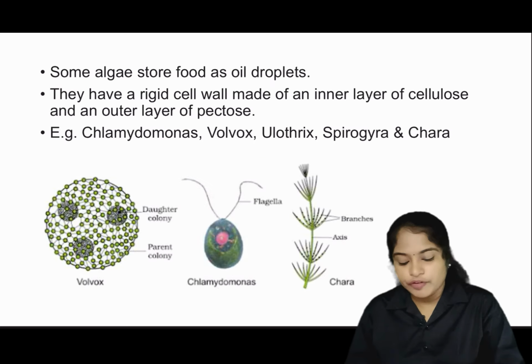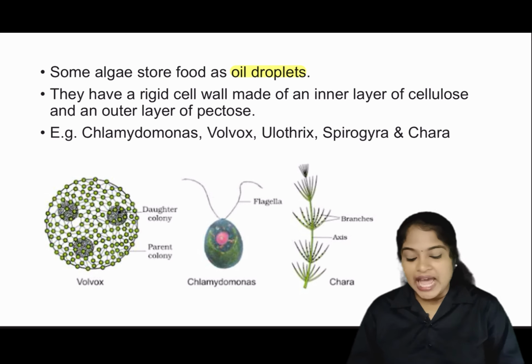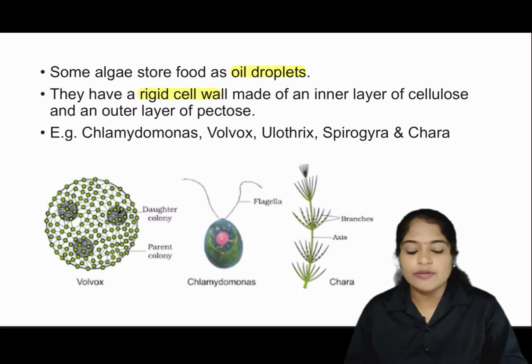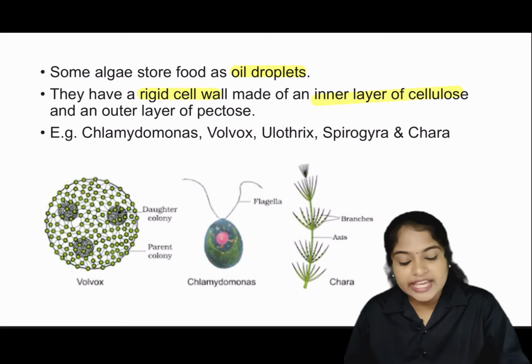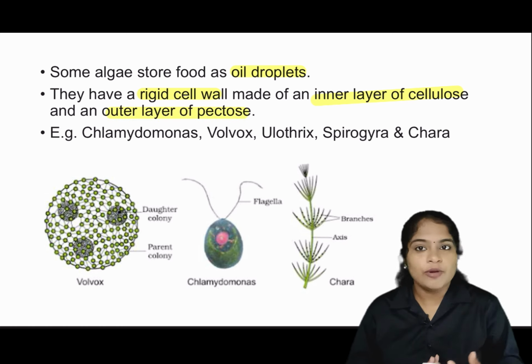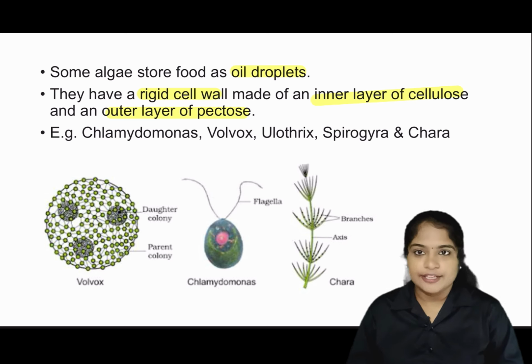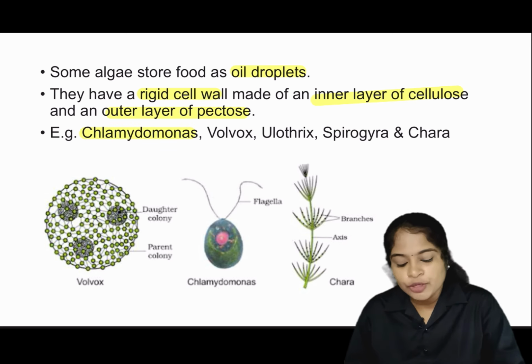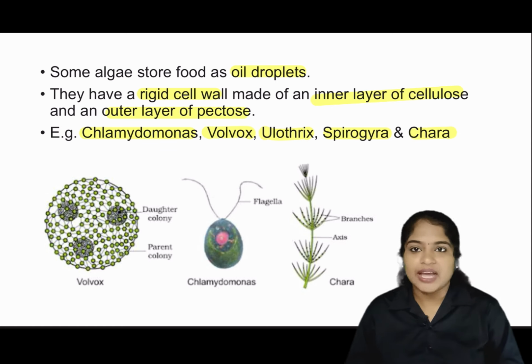Some algae store food in the form of oil droplets, and they have a rigid cell wall, which has an inner layer made up of cellulose and an outer layer made up of pectose. So the cell wall of Chlorophyceae is made up of pectose and cellulose. Examples are Chlamydomonas, Volvox, Ulothrix, Spirogyra and Chara.